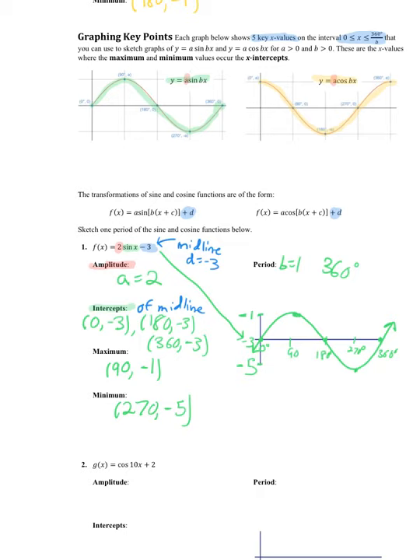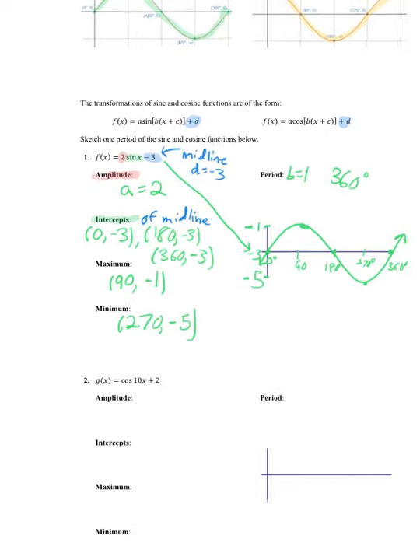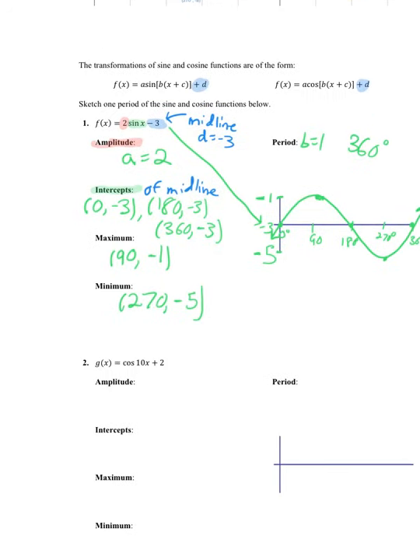So notice that I sketched the graph first because I knew it was a sine function. And then after that, I built the graph around it. I was able to label my maximum point, my minimum point, and all of my x values. I think that's the best way to approach these types of problems.